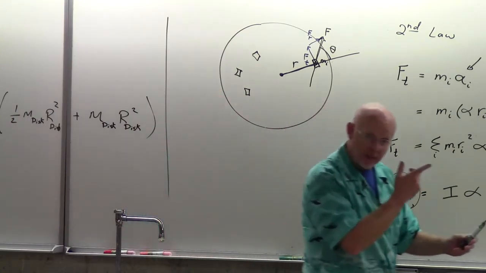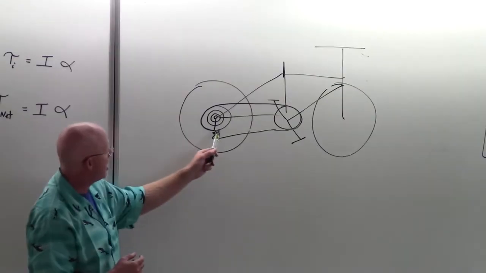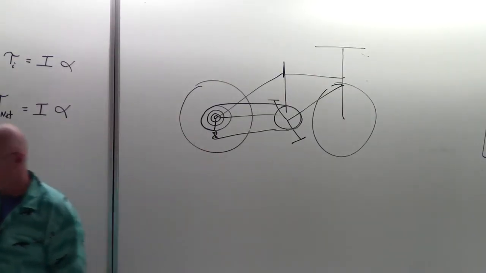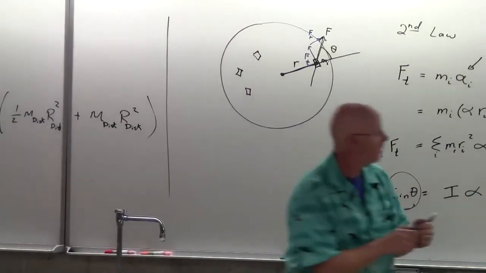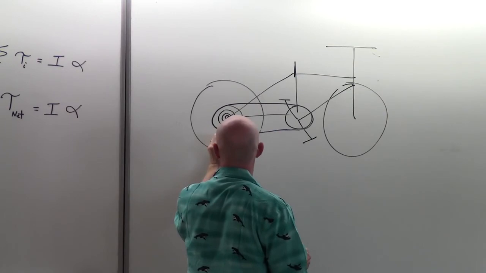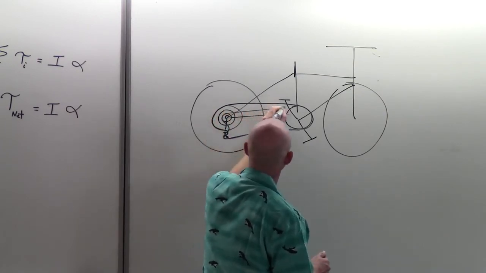And so in my picture here, this chain is on a big gear, as opposed to the chain could have gone around a little gear.